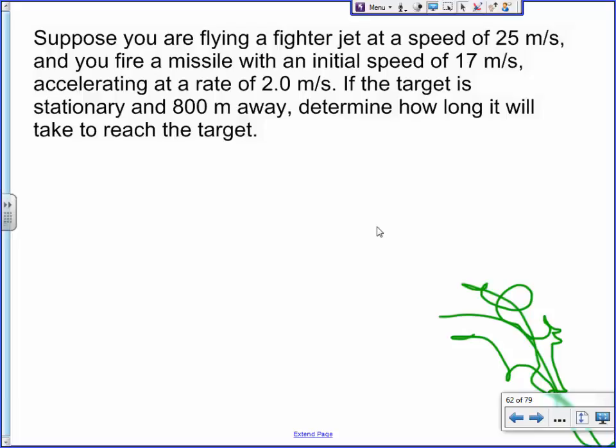Is that something you guys can see? Yeah. Sorry, it's not as good as normal.